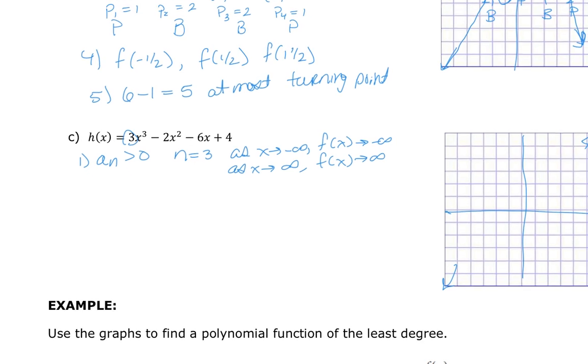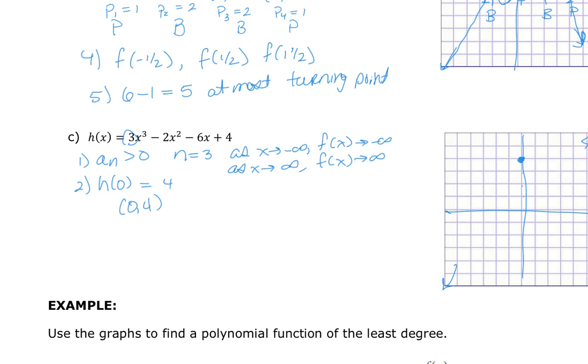Okay, the next one I'm going to put in 0. So f, or in this case h of 0, is going to give me 4. So my y-intercept is (0, 4). So let's put that on there. 1, 2, 3, 4. So here's my y-intercept.